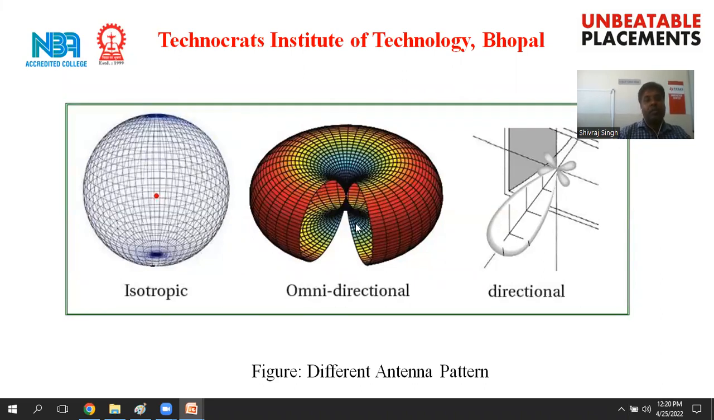For an omnidirectional pattern, the energy is radiated in a plane. For example, we can transmit the energy in the xy plane, as in this radiation pattern diagram. If the radiation or energy is transmitted in a particular direction, this radiation pattern diagram represents that we can transmit or receive only in a specified direction.